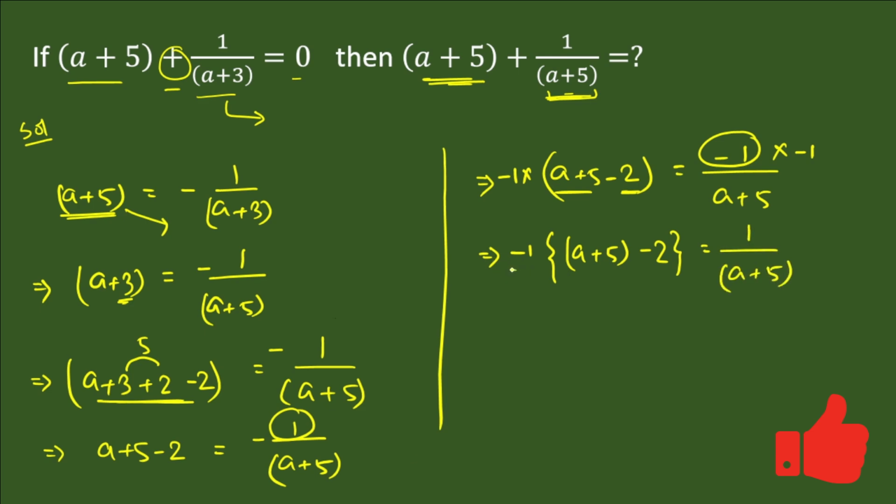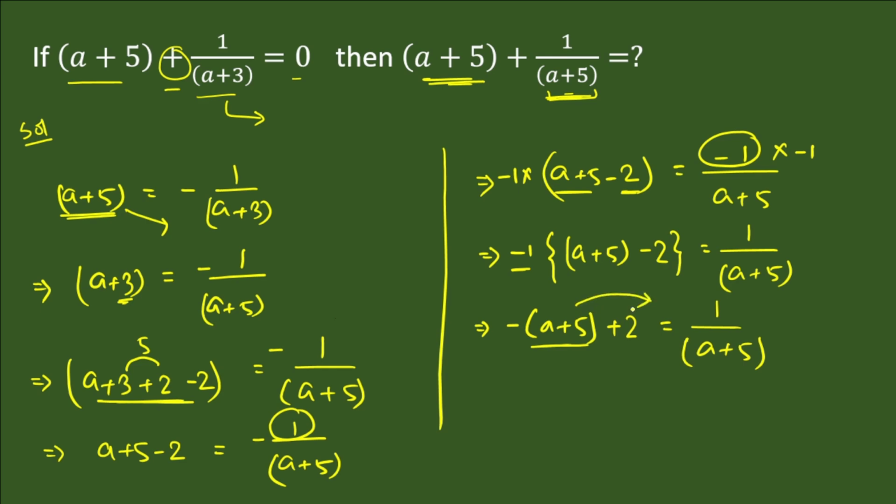So now finally we'll multiply negative 1 with both the terms. Now the first term will be negative a plus 5, right? And here negative negative will be positive, so it is positive 2, and that is equal to 1 over a plus 5. Now in the next step we'll take this negative a plus 5 to the right hand side, so negative will be positive, right? So in the left hand side we are left with 2, so 2 is equal to a plus 5, right? And we'll write plus 1 over a plus 5.